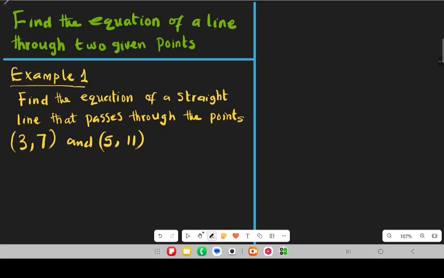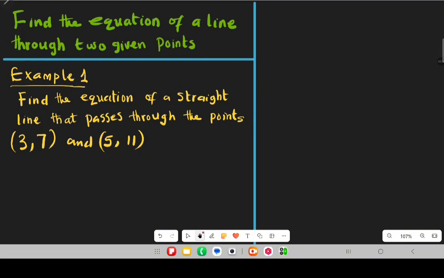Today I'm going to show you how to find the equation of a line through two given points. Example 1: find the equation of a straight line that passes through the points (3, 7) and (5, 11). In solving this, I'm going to use two methods. The first is the straight line equation method, and the other is the point-slope formula.